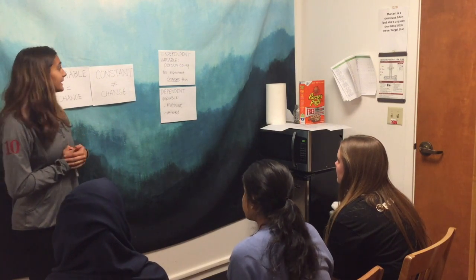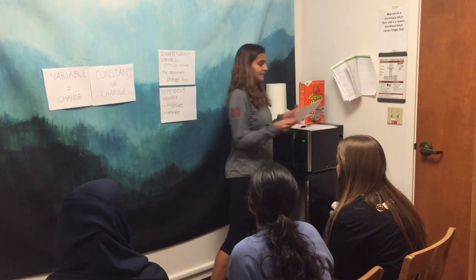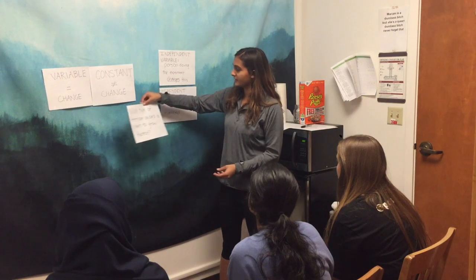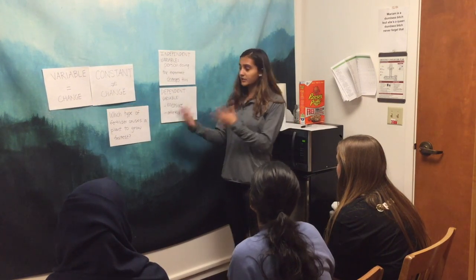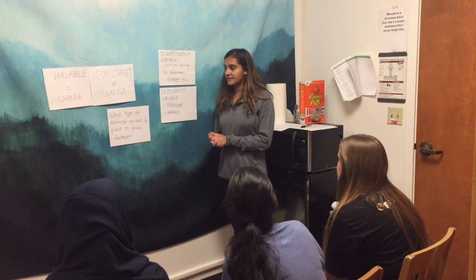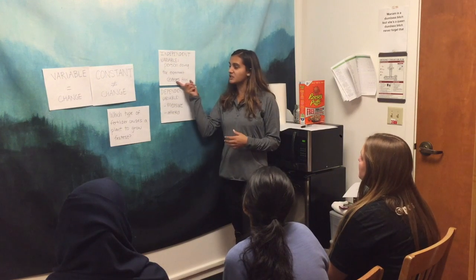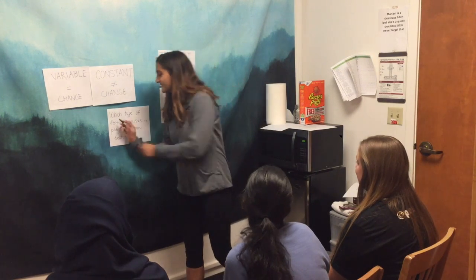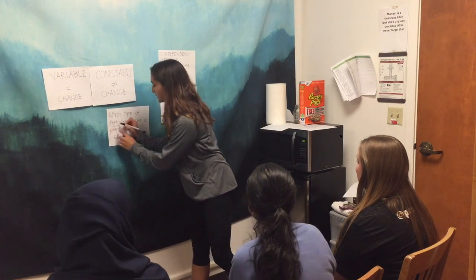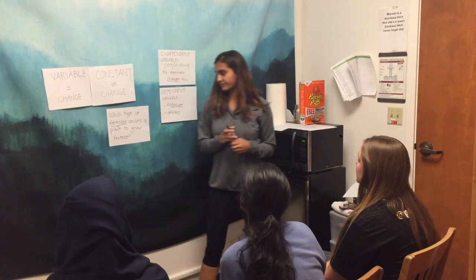All right, so let's try to apply this to an example. So I have this example. Which type of fertilizer causes a plant to grow fastest? So if we're looking at this, what could our independent variable be? Does anyone have an idea? What are we changing? Yeah, Mary? The type of fertilizer. Yeah, very good. So the fertilizer is what is changing. So I'm going to put our independent variable.